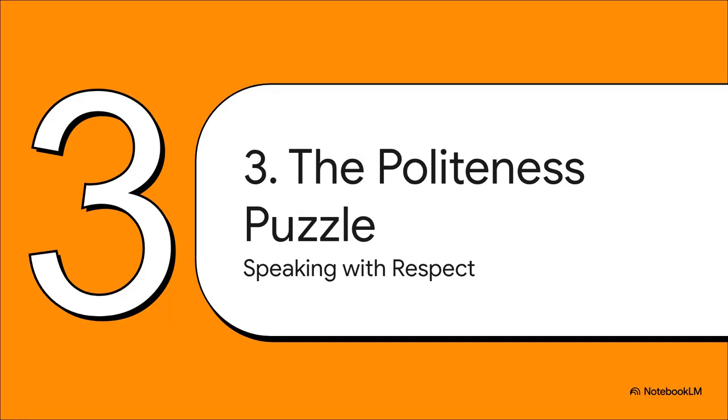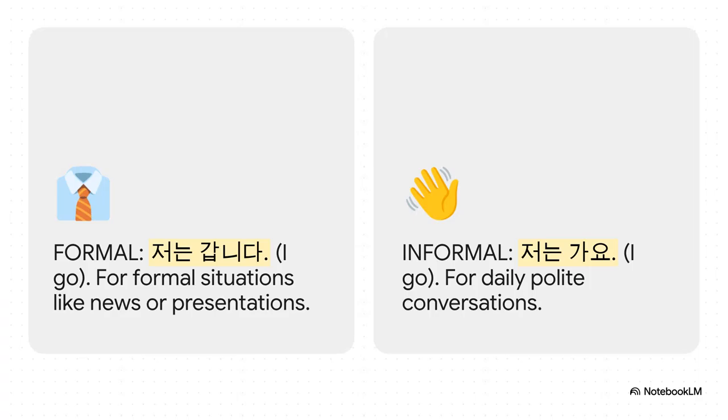Okay, now for something that is absolutely crucial for speaking Korean, politeness. And I don't just mean being nice, it's a system baked right into the grammar that shows respect for social relationships. Let's solve this puzzle. Here's the exact same phrase, I go, said two totally different ways. The first one is formal. You'd hear this on a news broadcast or in a big presentation. The second one is the standard, everyday polite way you'd say it. Same meaning, but that verb ending completely changes the social vibe.